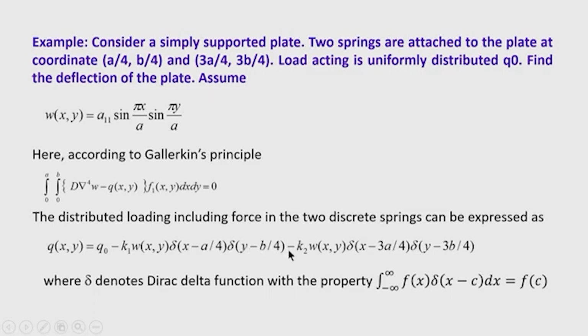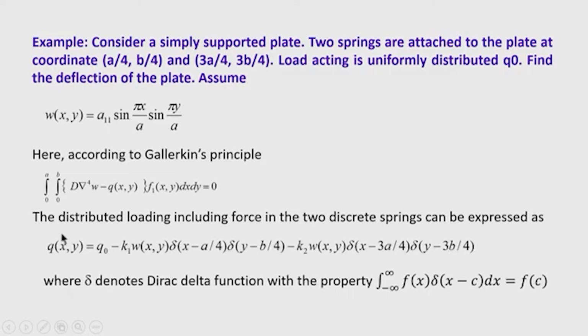Similarly, for the second spring, that is attached at the point 3 a by 4 comma 3 b by 4, the upward resisting force offered by the spring is k 2 w x y, that is the deflected surface, but it is evaluated at this point and it is represented mathematically with the help of the Dirac delta function. So, the Dirac delta function with argument x minus 3 a by 4 into the Dirac delta function with argument y minus 3 b by 4.